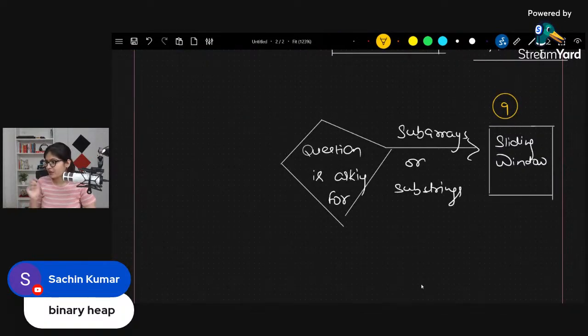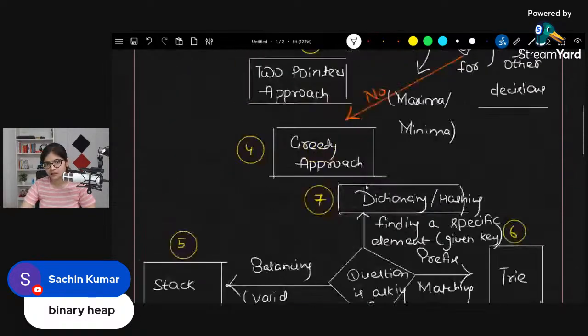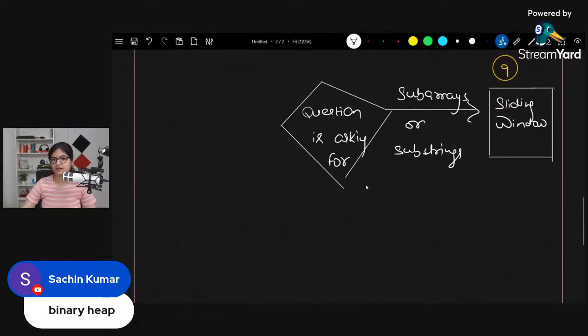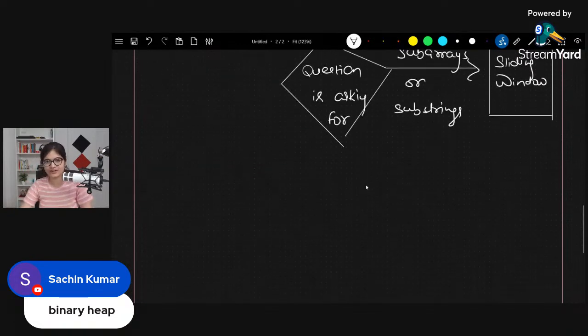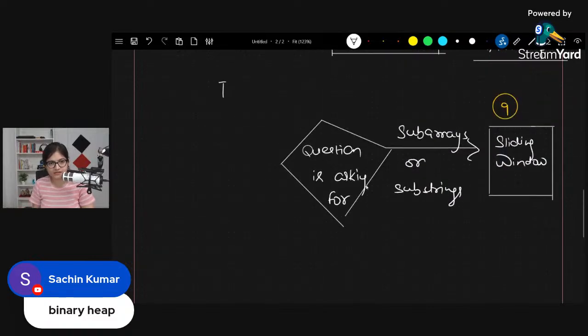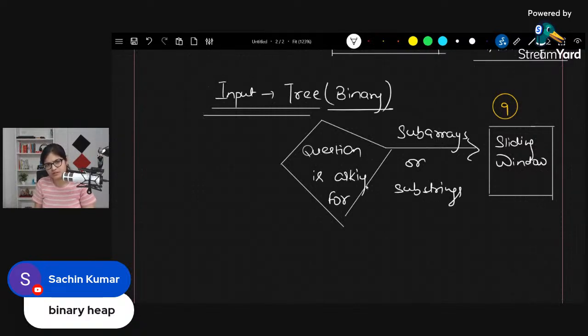Suppose the question is asking for... let's say now your input is not an array or a string. This conversation has been all about arrays and strings. Now let's say your input is about trees, given as a tree. Just focus on binary trees whenever you are covering the problems. That much is completely fine.